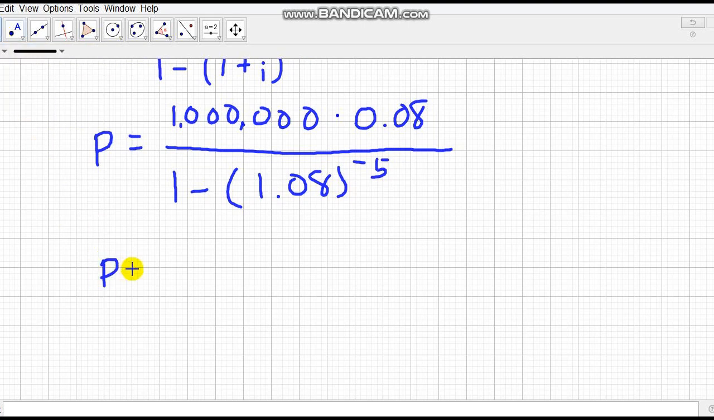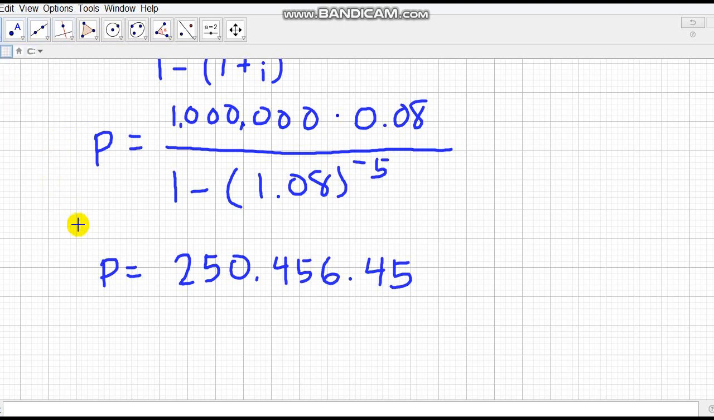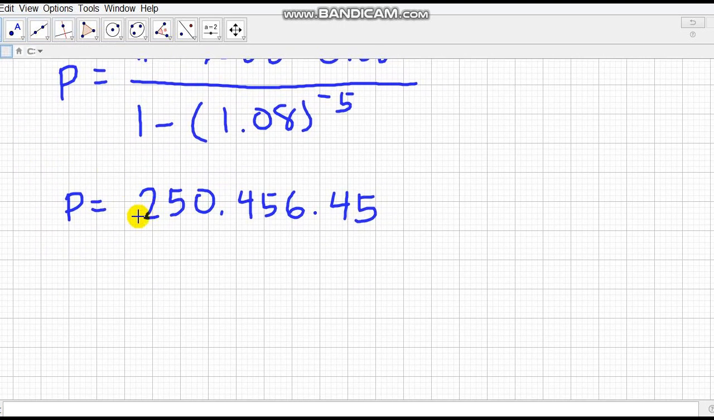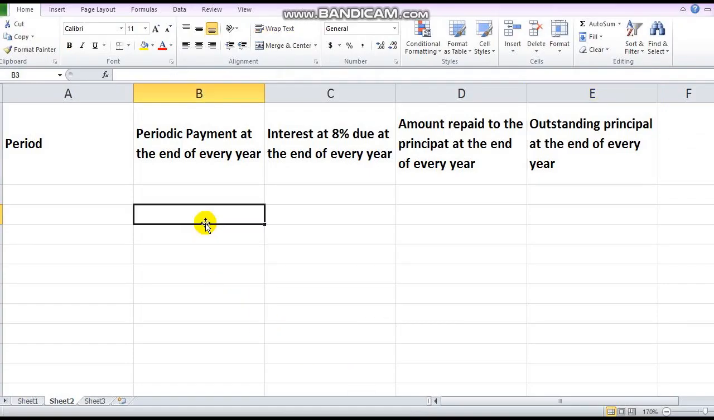We can compute this using our calculator. So the answer when we use our calculator here is 250,456 pesos and 45 cents. So that is our periodic payment. This will be the value that we're going to put in our column B. So let's take this 250,456 pesos and 45 cents into our amortization schedule.